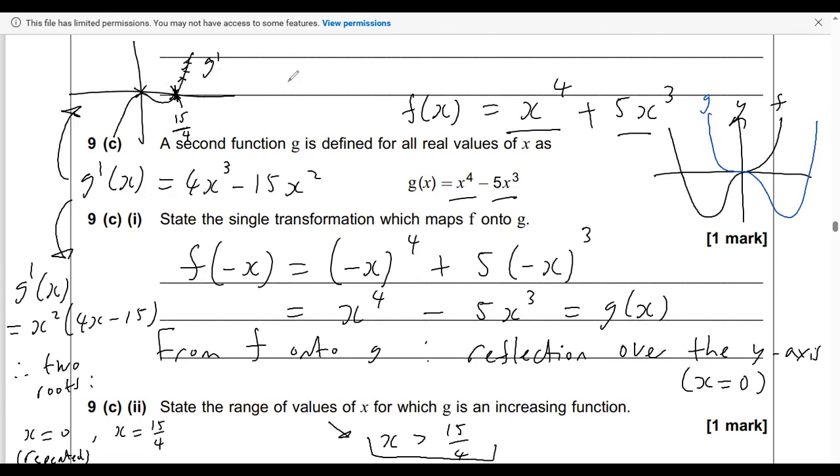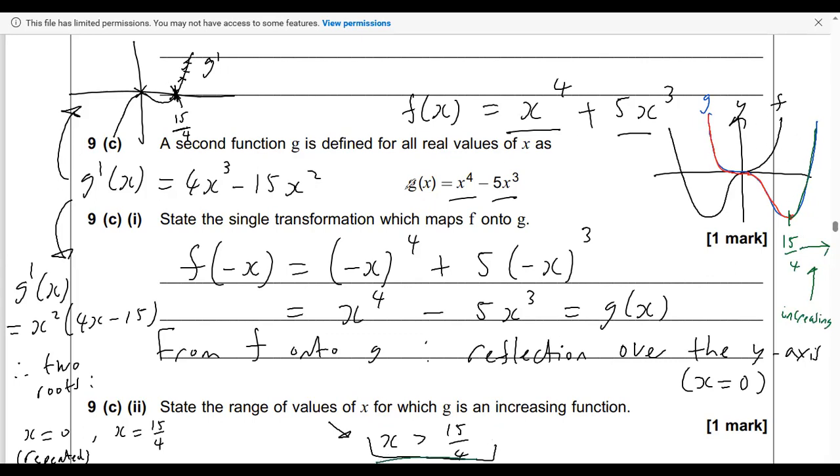You can also use the graphical method. You can look at your graph of g and say, okay, where is the gradient positive of this g function? It's negative, it's 0 there, but it's negative, and the gradient then becomes positive. So it becomes a positive gradient at this point there, 15 over 4, and then the gradient is positive. So now it's an increasing function. So it's increasing in this domain here. Therefore, when x is greater than 15 over 4, the function is increasing.